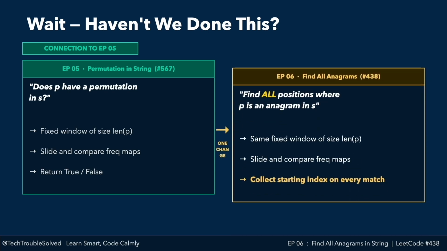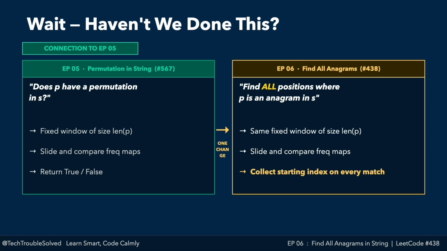Episode 6, Find all anagrams, LeetCode 438. The question is, find all positions where P is an anagram in S. The approach, fixed window of size length of P. Slide it, compare frequency maps. Collect the starting index every time you match.